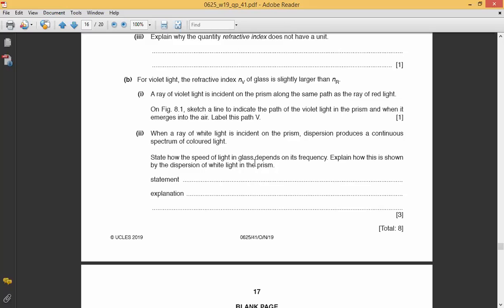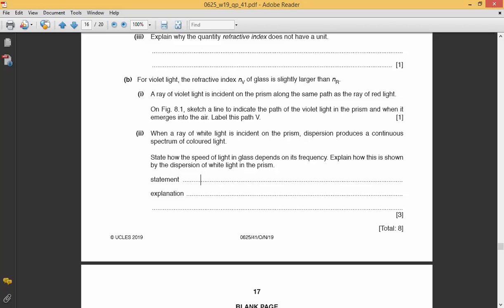They said state how the speed of light in glass depends on frequency, and explain how this is shown by the dispersion of white light. Please write this: larger frequency results in smaller speed. Remember when we did diffraction, I mentioned that the larger the frequency, the smaller the speed. That means frequency and speed are inversely proportional, and that's the statement.